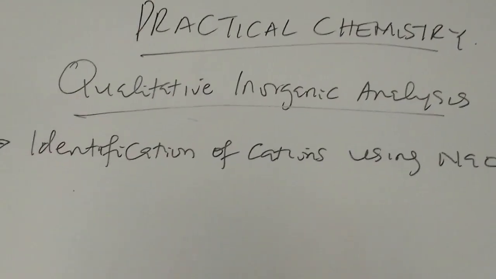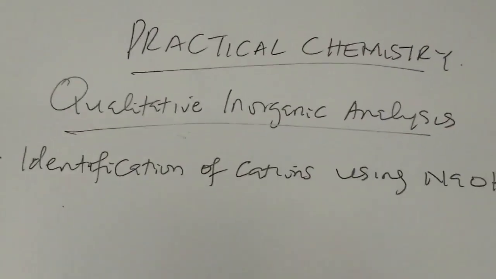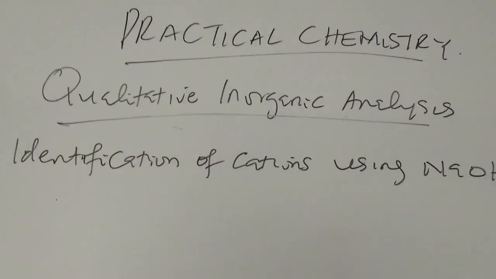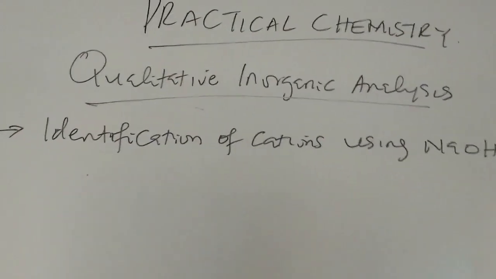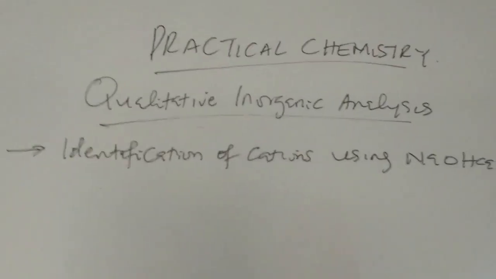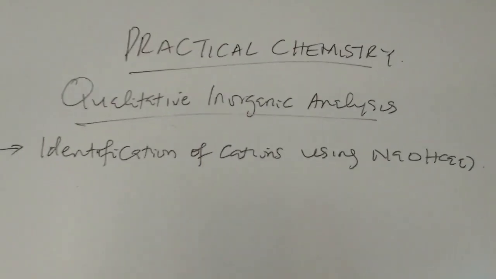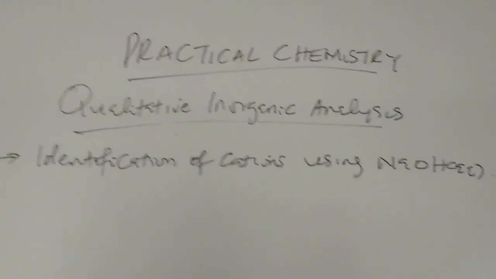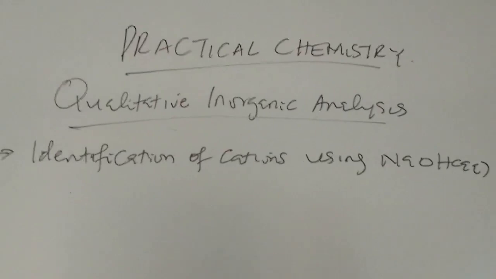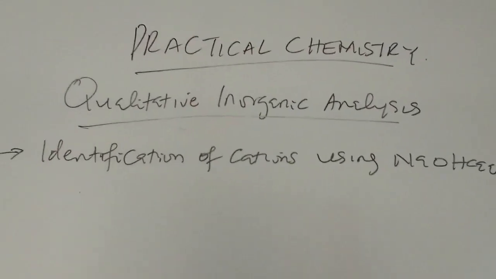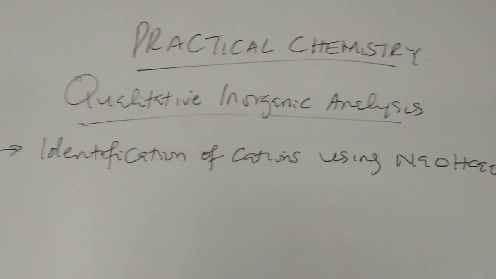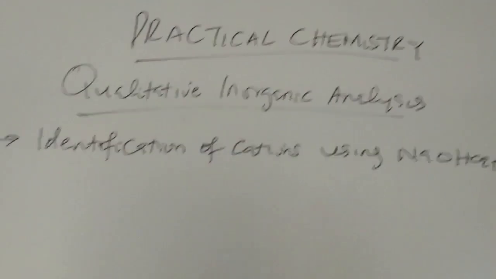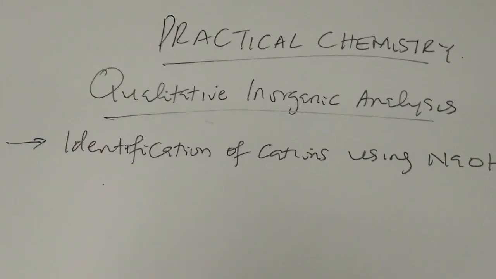So in chemistry, we are often faced with identification of cations and anions, that is, knowing the constituents that make up a chemical substance. This tutorial lesson is meant for those in SS3 and SS2, Senior Secondary 3 and Senior Secondary 2, as well as those in the first and second years in higher institution. So this is a core practical aspect of inorganic chemistry.